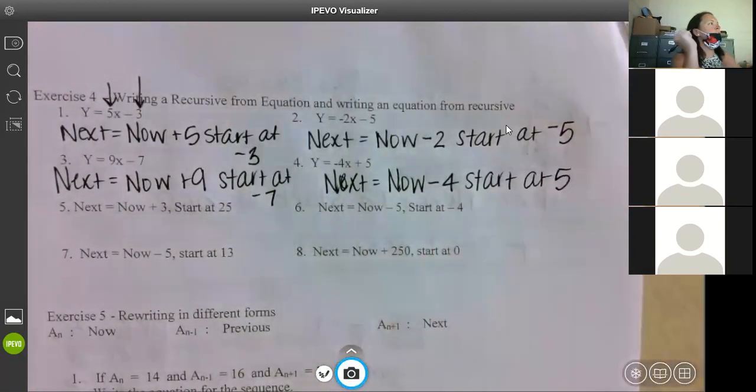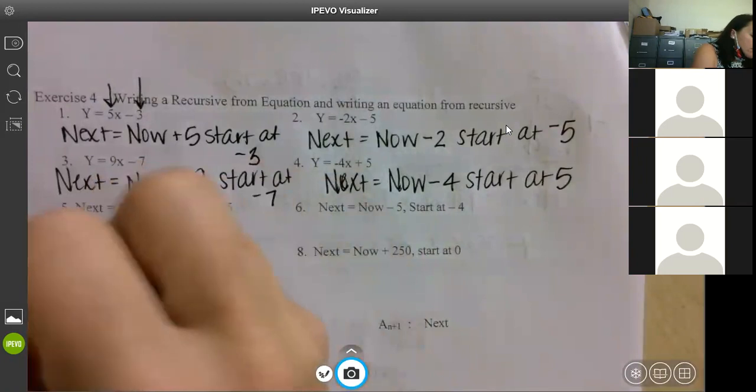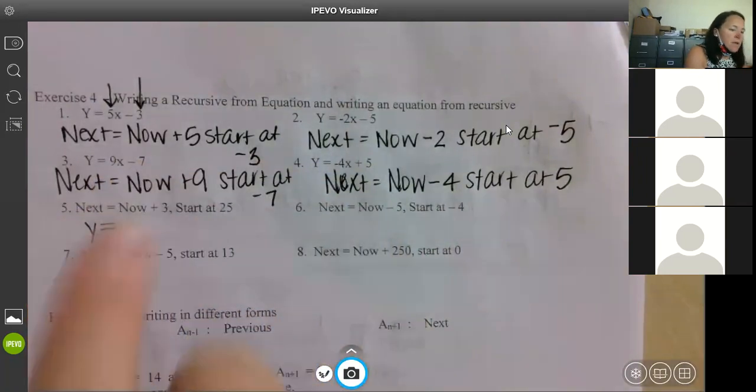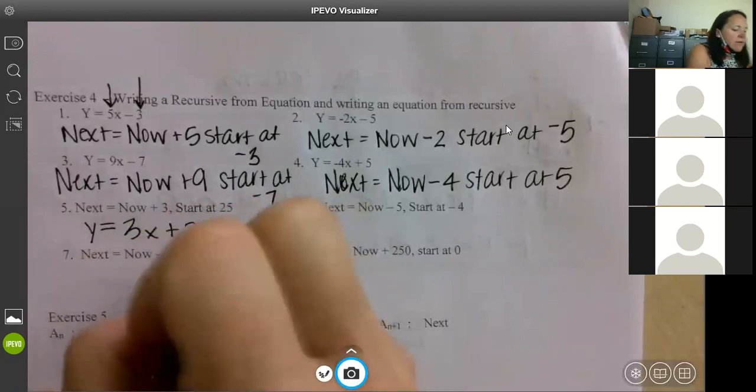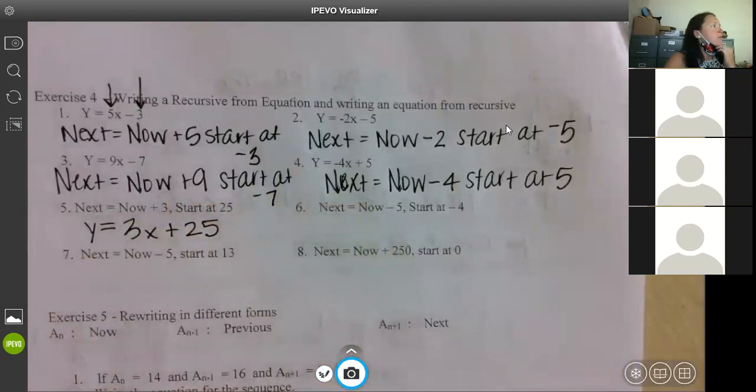Better now? Know which numbers go where? Okay, good. So now you're going to take your next now and make it into a y equals. They go in the same order. So y equals, what's our slope? 3x. And then we start at 25. So y equals 3x plus 25.